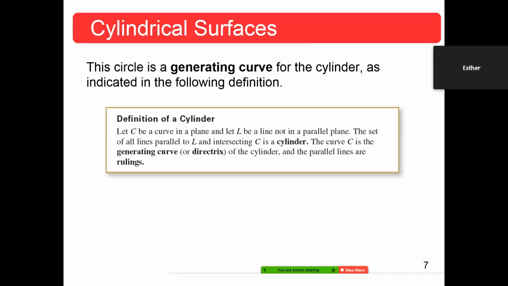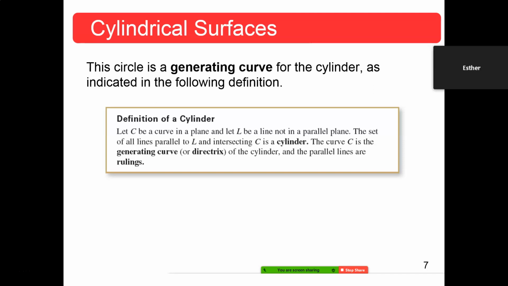The curve C is a generating curve, also called a directress. We're going to see that term occasionally. I'm not going to use it a lot, but it is a very common term in analytic geometry. Directress of the cylinder. The parallel lines are the rulings, those are the rulings that follow that curve.